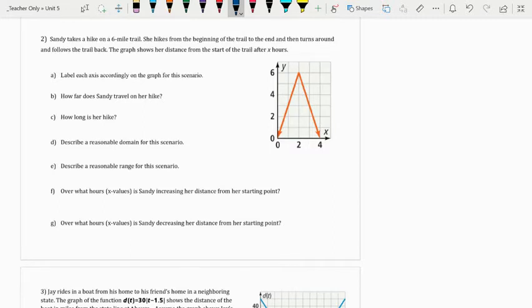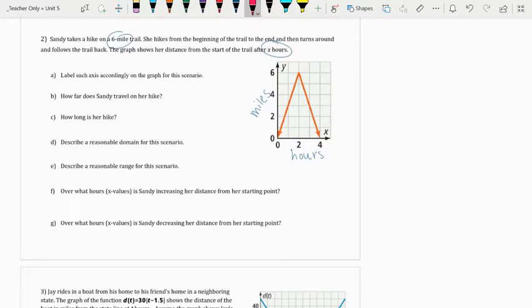The graph shows her distance from the start of the trail after X hours. So first off, it says after X hours, so I'm going to label down here as hours, right? And then we have to think about the Y. The Y is talking about distance, but we need to be specific on how much of the distance, right? Well, this is all about 6 miles, so this should be labeled as miles.